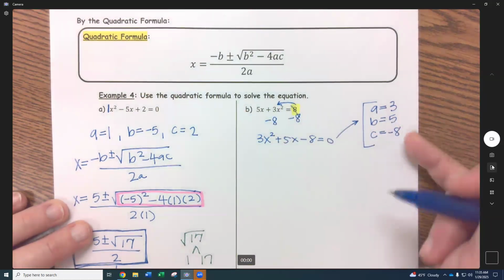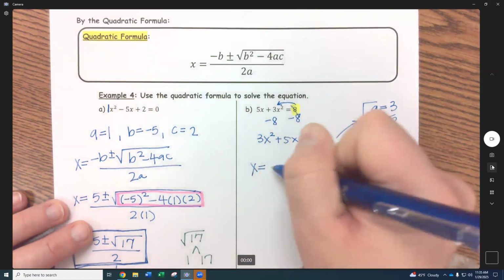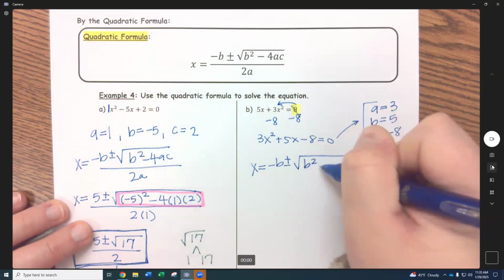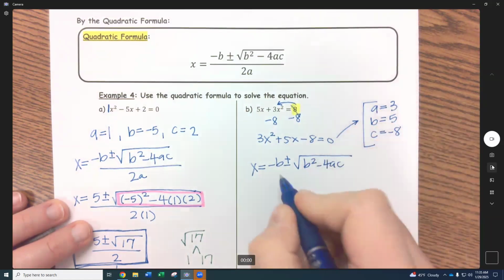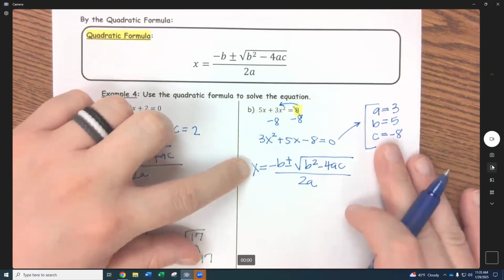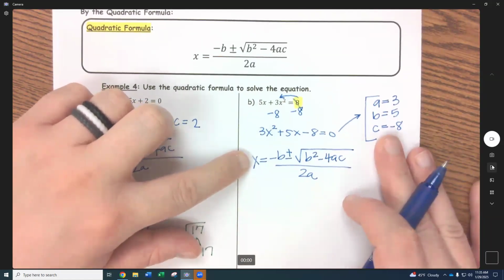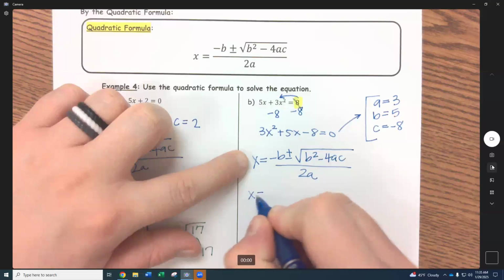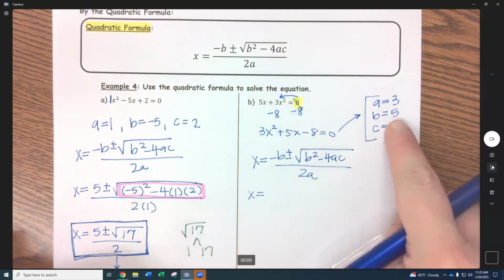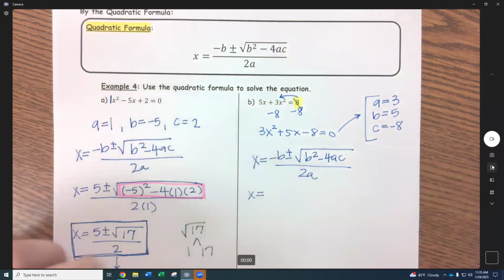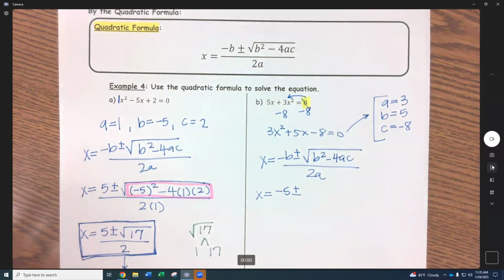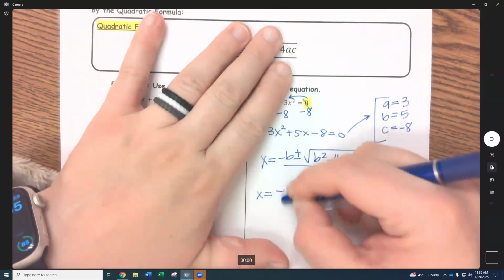Okay, so I have my a, b, and c. If I rewrite my formula, I now have my formula, what a, b, and c equals. So this is easy, hopefully, substitution. So this time, my b is a 5. So when I plug this in, this will be -5. Okay, I did this on purpose here.